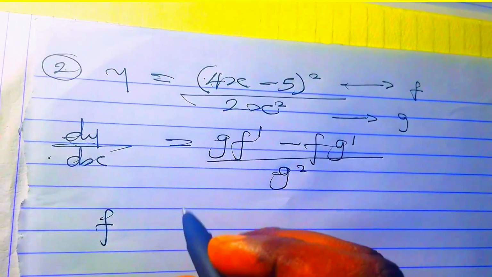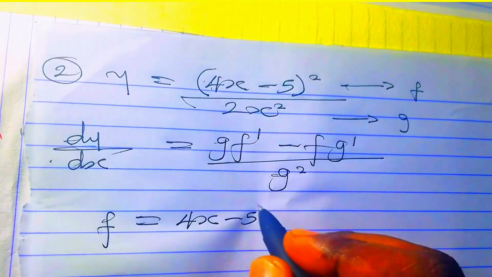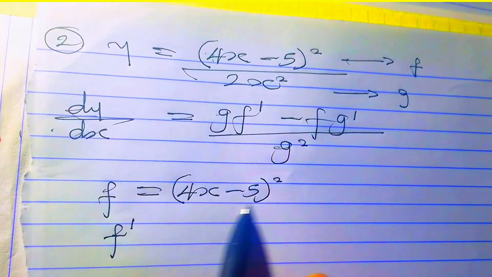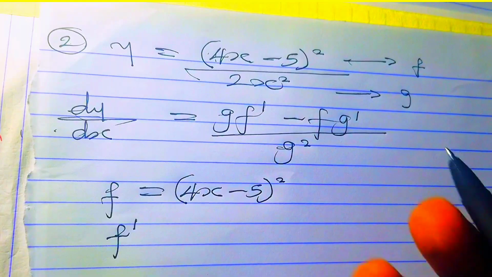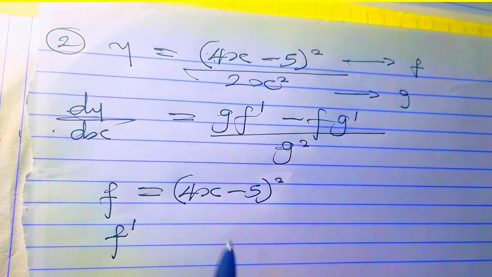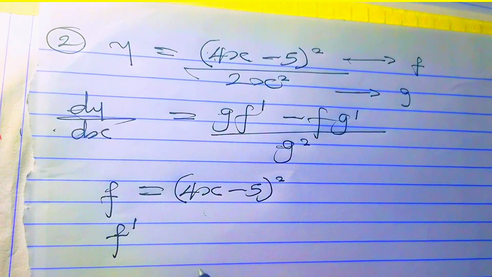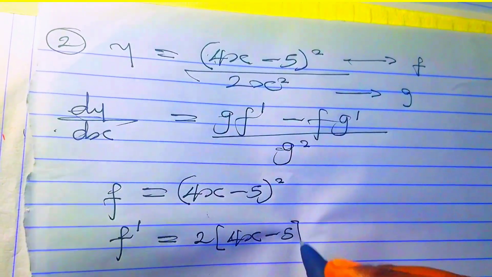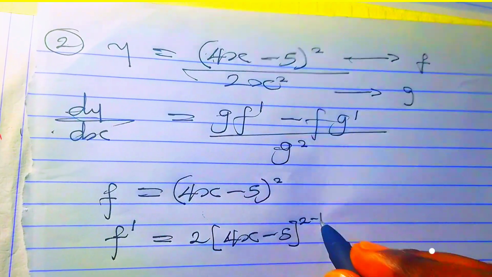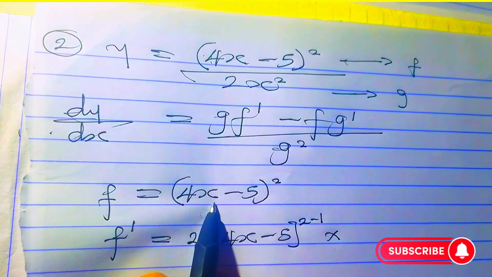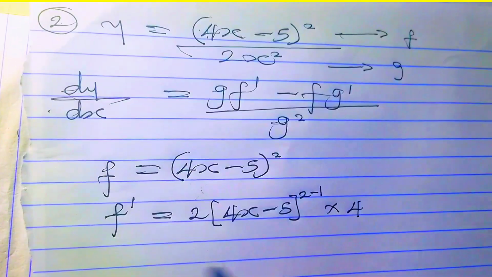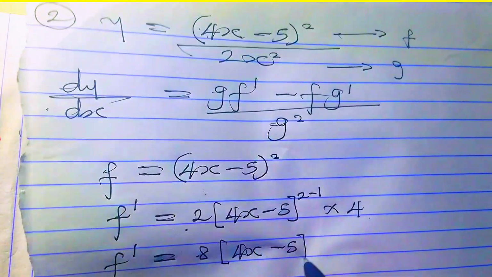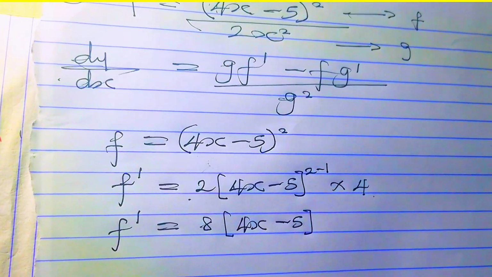In this case, our f is going to be 4x minus 5 squared. And therefore, the differential value of f is such that we need to use chain rule to differentiate this. I refer you back to one of my videos on chain rule to study how to use chain rule to differentiate a question like this. This is going to be 2 in the bracket 4x minus 5 raised to the power of 2 minus 1, and then multiplied by the differential value of the content of the bracket itself, which is 4. And therefore, our f prime here, 2 times 4, becomes 8 in the bracket 4x minus 5 raised to the power of 1. There is no need writing the 1 as the power.